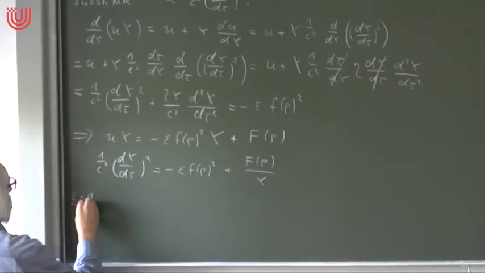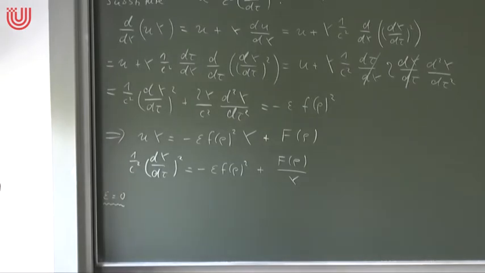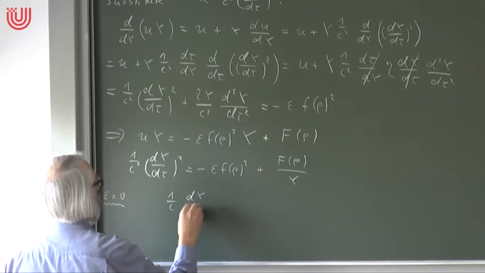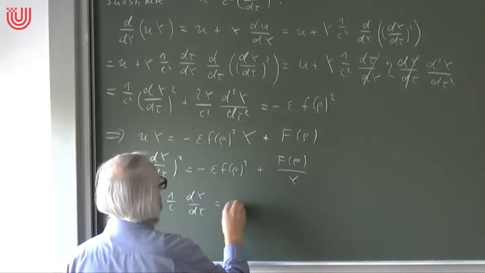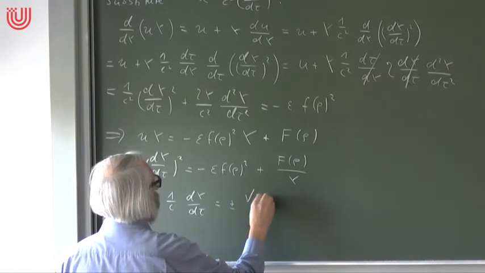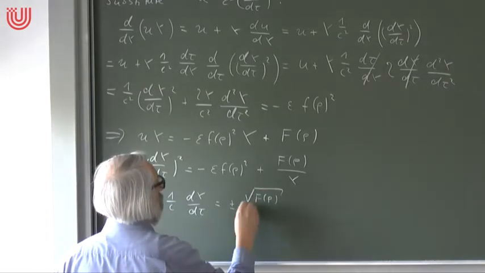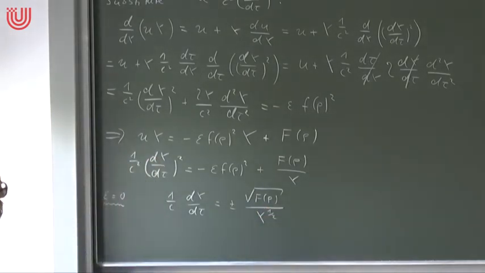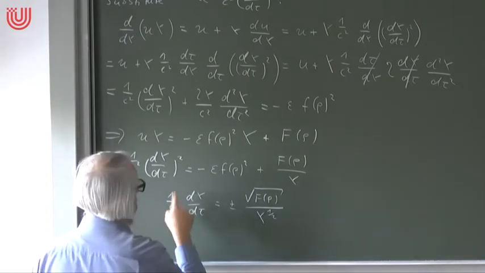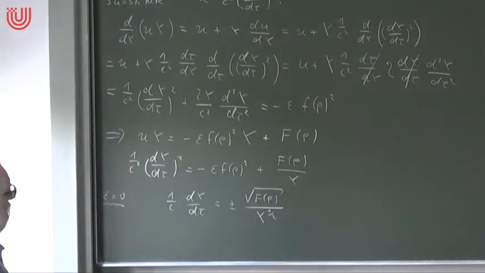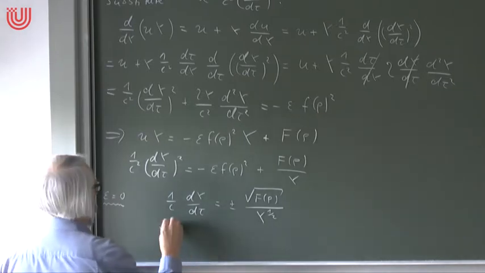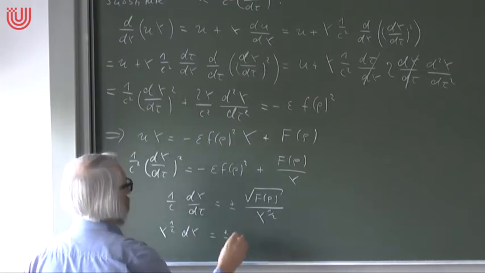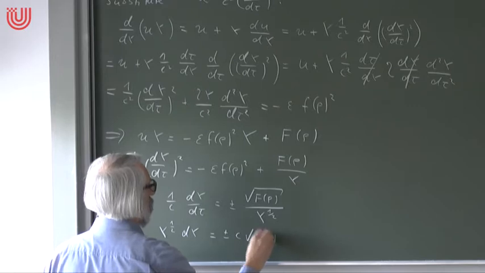So let's solve this for epsilon equals 0. I think then it's very simple. Then we have, if I take the root on both sides, 1 over c dy by d tau is plus or minus the root of F of rho divided by y to the power 1/2. And I can take this to the other side, so I can just solve this differential equation by separation of variables. So I have y to the 1/2 dy is plus minus c root of F rho d tau.